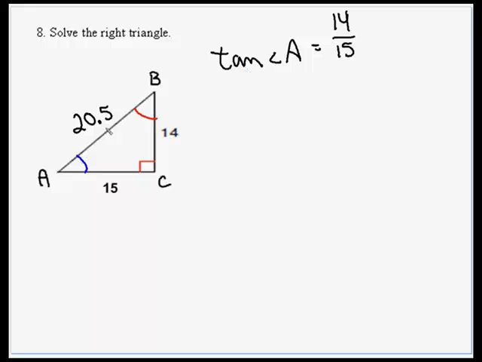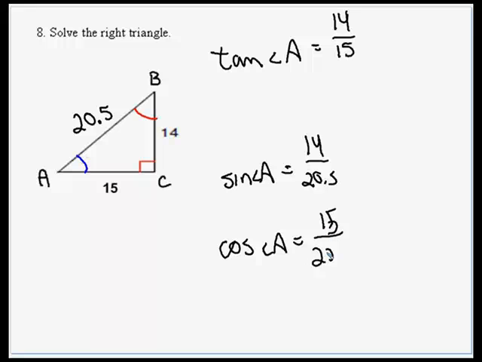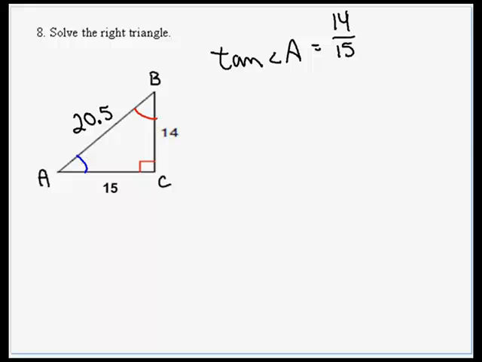Now before we solve this, you could use any trig function you wanted. We could have found the sine of A. The sine of angle A would be opposite over hypotenuse, 14 over 20.5. We could have found the cosine of angle A. Cosine would be adjacent over hypotenuse, 15 over 20.5. All of these will give a very similar answer. Since we rounded that hypotenuse off when we solved for it, it will be a little less accurate than the tangent that we're using. But these would give acceptable answers for the test.